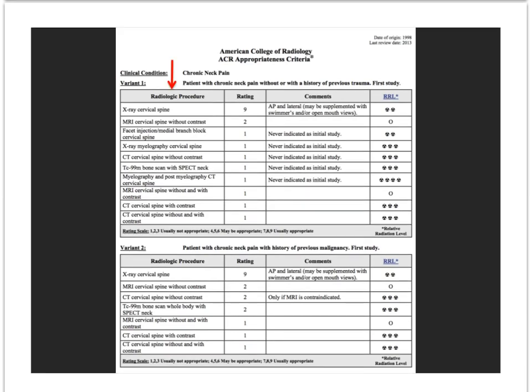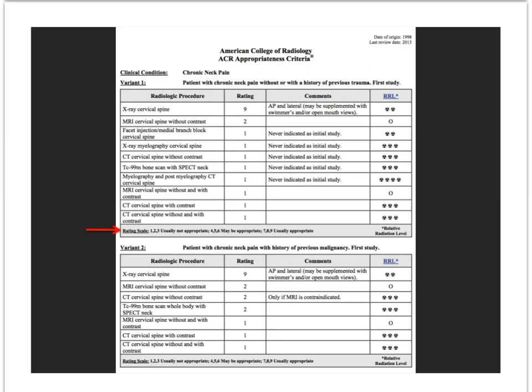All tables are laid out the same way. The first column is a list of procedures to consider. The second column is the numerical appropriateness rating. The higher the number, the more appropriate the study. Tables are laid out with the most appropriate studies at the top, reflecting that they are the top choice.